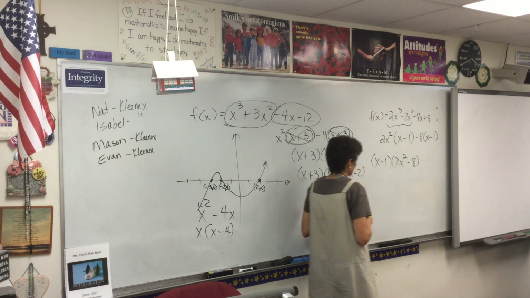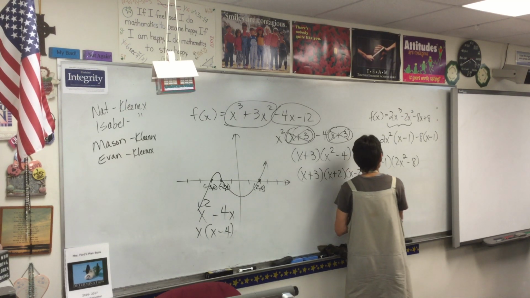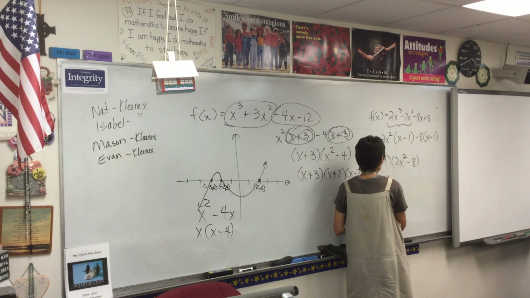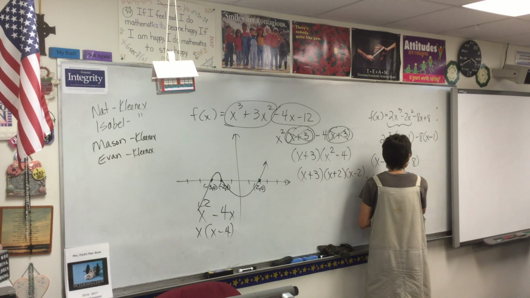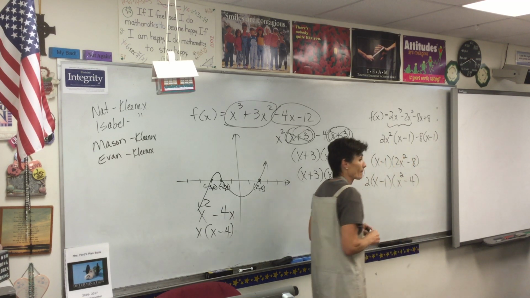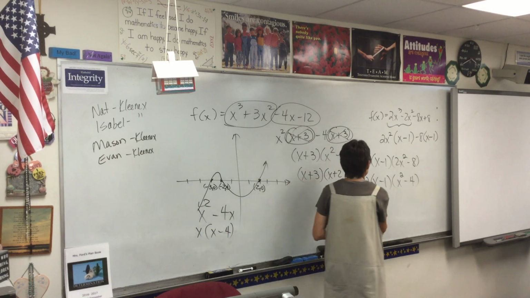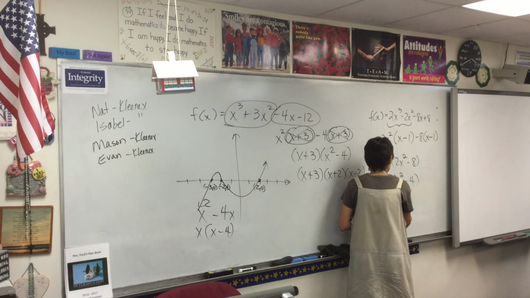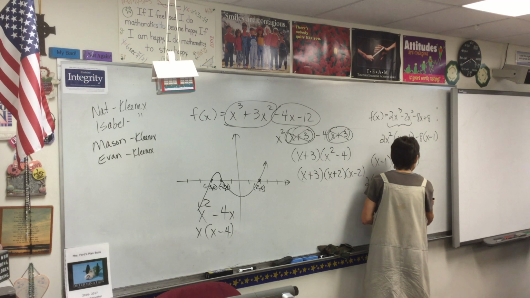How does that factor? Oh, we can take a 2 out. I'm going to put the 2 out in front. And that'll leave me with x squared minus 4. And then that'll break down. Stay factoring, bro. x minus 2, x plus 2.